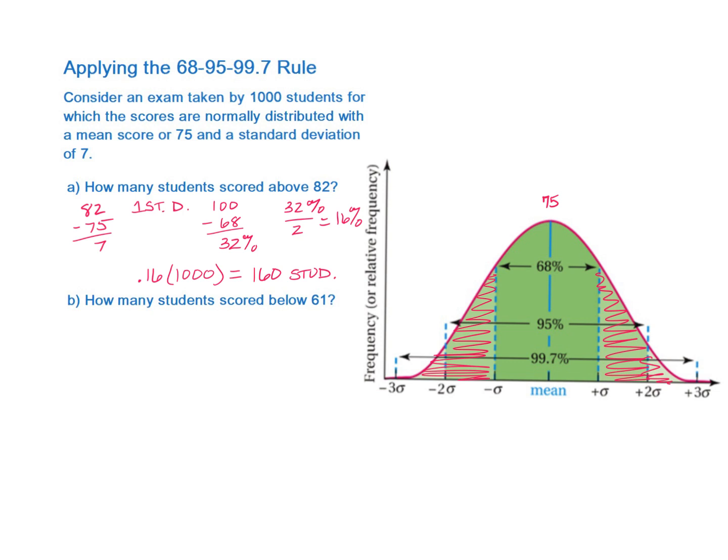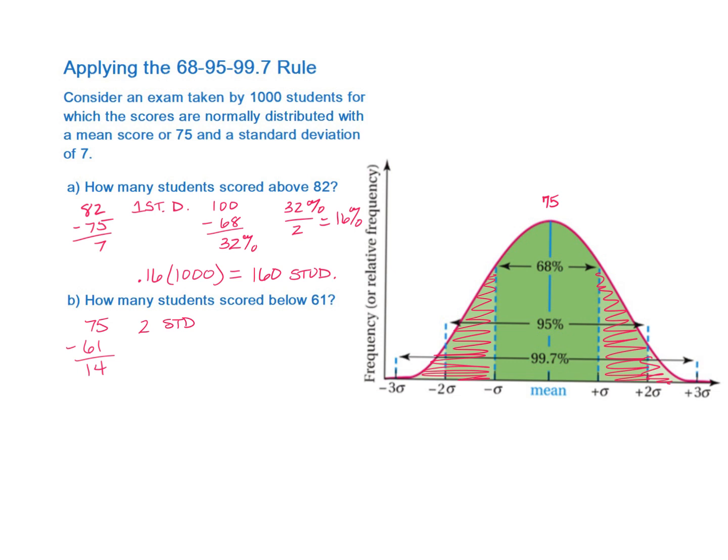And then the second question asks us how many students scored below a 61. So for that one, what we'll do is we'll look at the difference between our average 75 and 61, and easier to think of it as 75 minus 61, which of course is 14. And that tells me I've got 2 standard deviations away from the average, right? So now what I'm going to do, I want to be 2 standard deviations out.